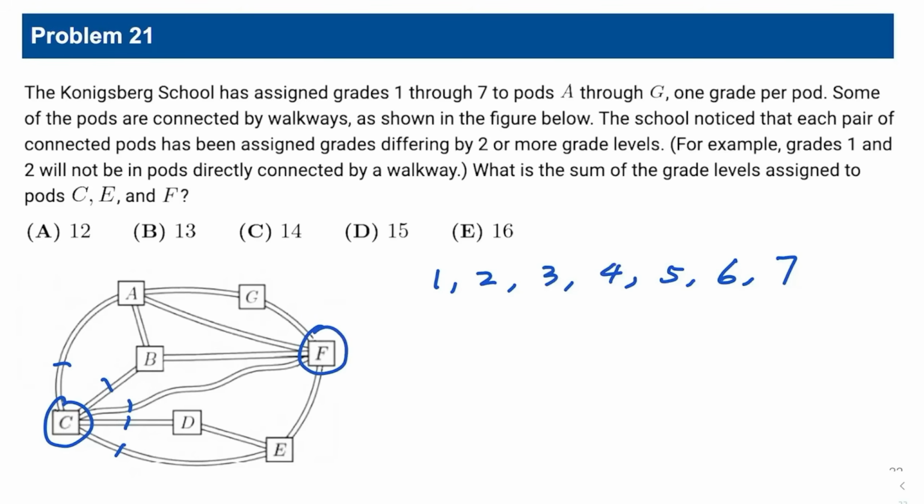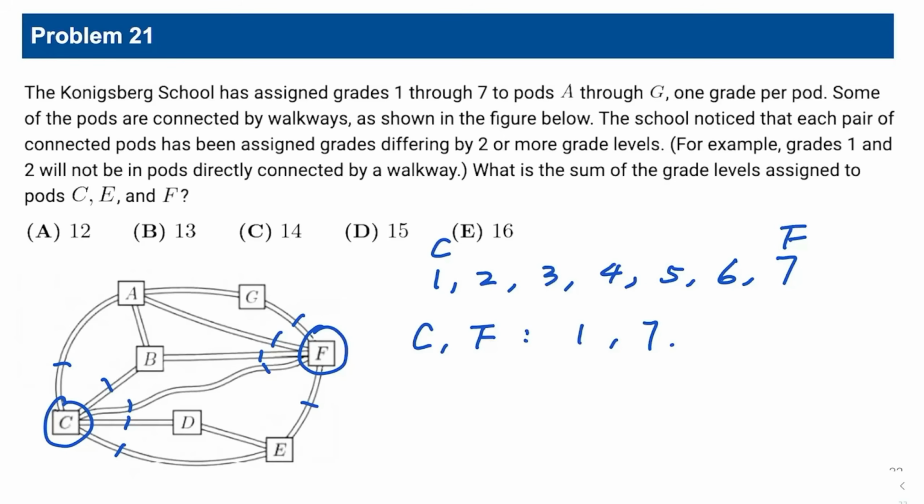F is also special. F is connected with 5 pods. Only one not connected. So C and F must be assigned with grade 1 and 7. Which one is 1, which one is 7? It really doesn't matter. Let's see. Grade 1 is at pod C. Grade 7 is at pod F.